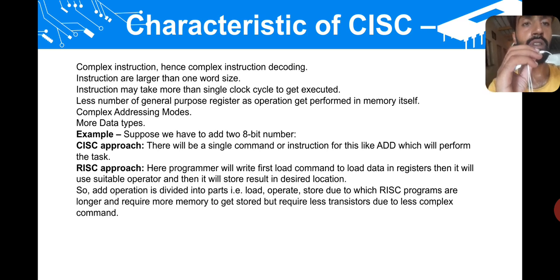More data types. For example, suppose we have to add two 8-bit numbers. In the CISC approach, there will be a single instruction like ADD, which will perform the task. In the RISC approach, the programmer will first write a load command to load data into registers, then use a suitable operation, and then store the result in the desired location. So the add operation is divided into parts, i.e. load, operate, store, due to which RISC programs are longer and require more memory to get stored, but require less translation time due to less complex commands.